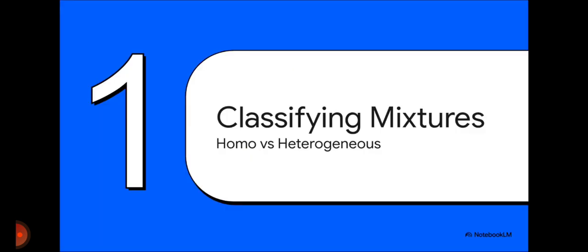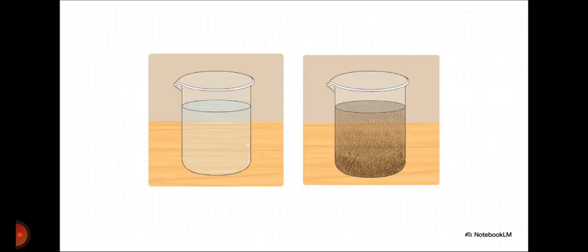First up, section 1, homogeneous versus heterogeneous, classifying our world. Just notice the stark visual contrast between these two beakers. On the left, we've got a homogeneous mixture. Think of a solution like sugar dissolved in water. It has a completely uniform composition. I mean, if you take a sip from the top or a sip from the bottom, it's going to be equally sweet, right? The solute, the sugar, and the solvent, the water, are perfectly blended.